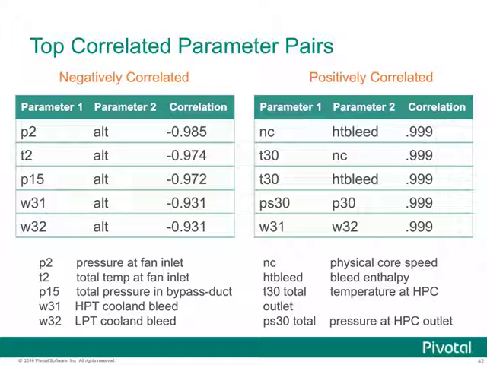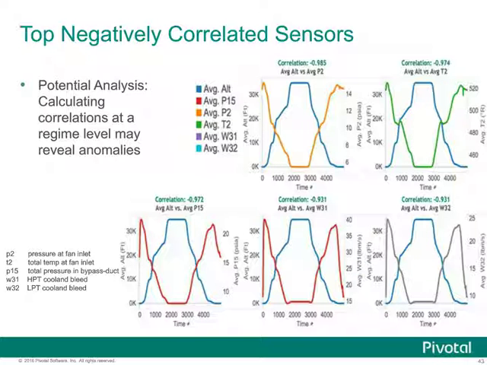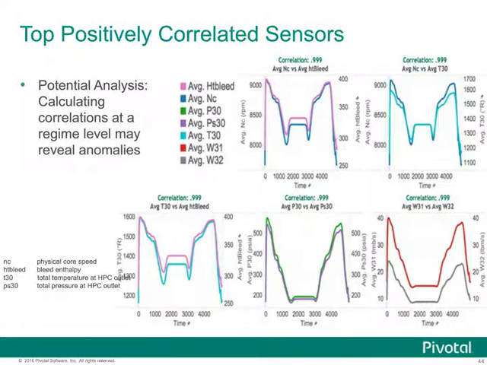Here's a slide on just the top negatively and positively correlated parameters. I'll skip over this for now. Here's a plot of the top negatively correlated parameters, and you do see that they're almost perfectly negatively correlated. And here's a plot of the positively correlated sensors.